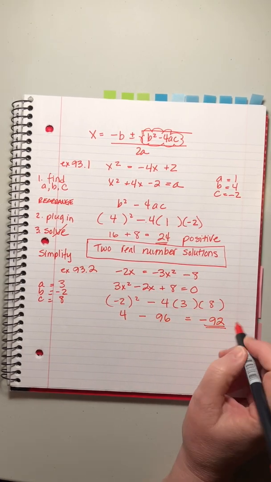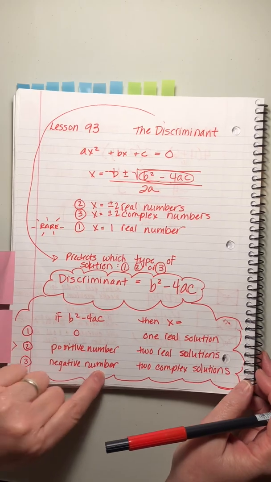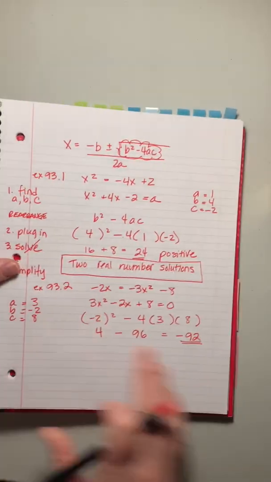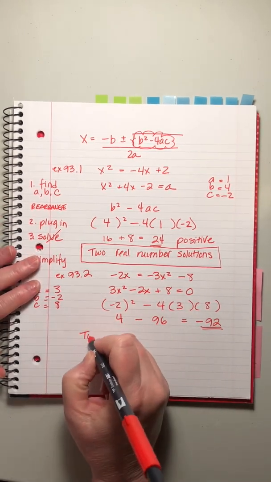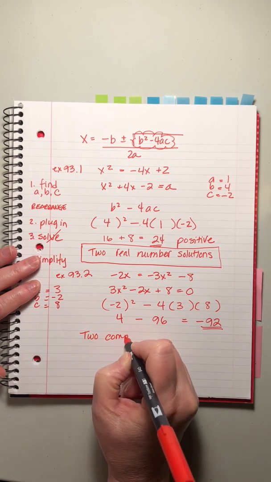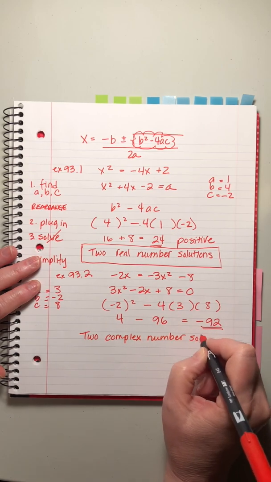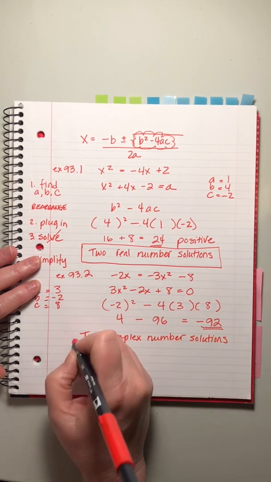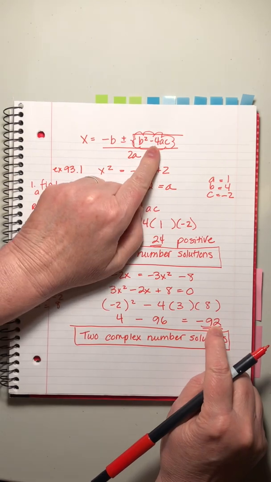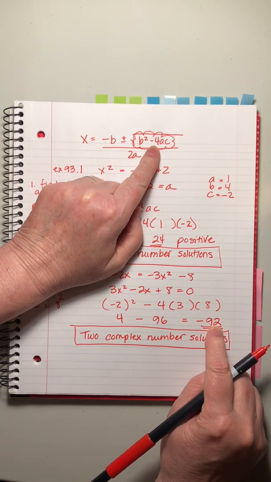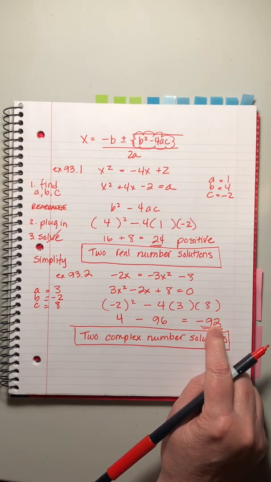Aha! It's a negative number. So I look at my little chart. A negative number means it's two complex number solutions. And John writes it wordier. This is what I want you to say. Two complex number solutions. And if you think about it, it makes perfect sense, because what the discriminant tells you is that if you have a negative in the pig house, that's an imaginary number, right? That's all it means, is that a negative in the pig house is going to trigger an imaginary number. And that's really what it boils down to.